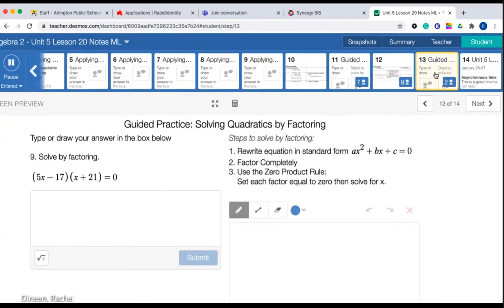Type or draw your answer in the box below, solve by factoring. So the steps to factoring: rewrite the equation in standard form, factor completely. Both step 1 and step 2 are done, so you can move on to step 3, which is use the zero product rule. Set each factor equal to 0 and solve for x. So let's go ahead and do number 9.